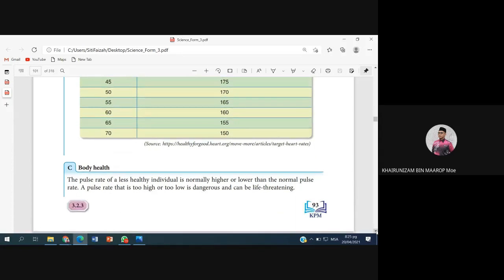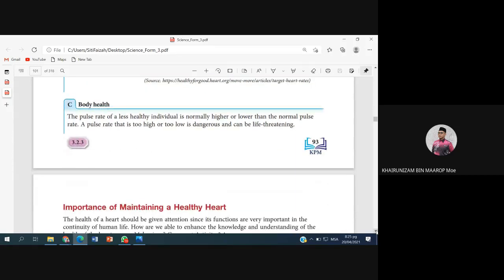Alright, another one is body health. Okay, so the pulse rate of a less healthy individual is normally higher or lower than the normal pulse rate. So a pulse rate that is too high or too low is dangerous and can be life-threatening. Okay, so kita punya pulse rate mesti dalam keadaan yang normal. Kalau tinggi atau rendah, that is dangerous.